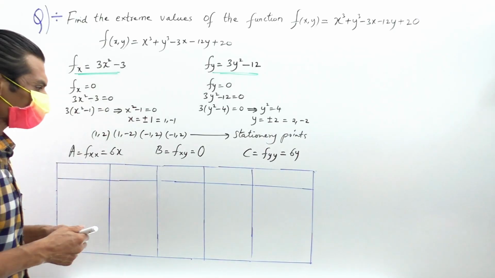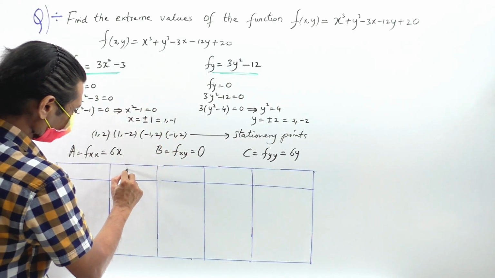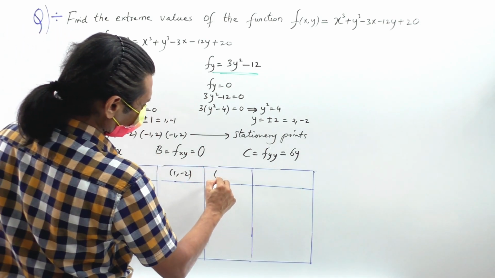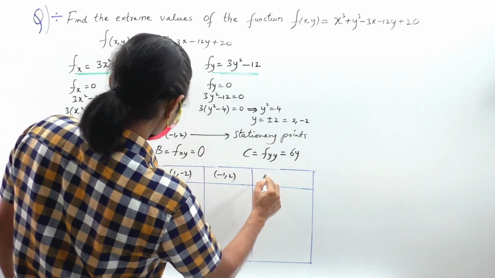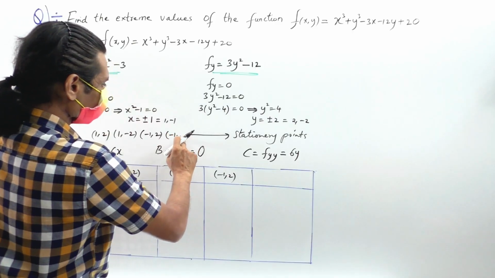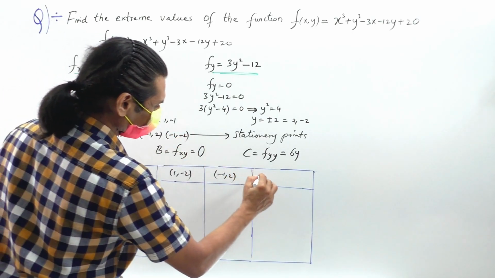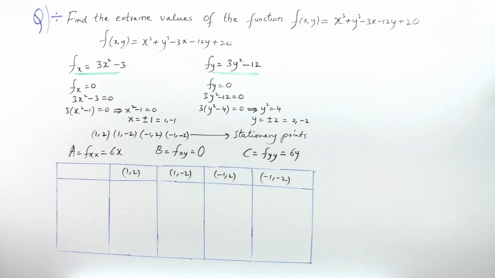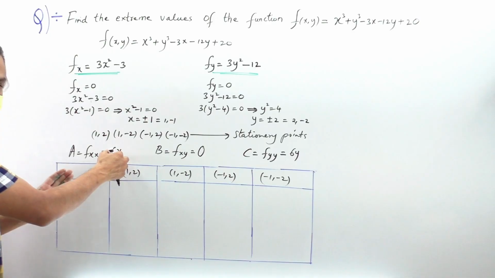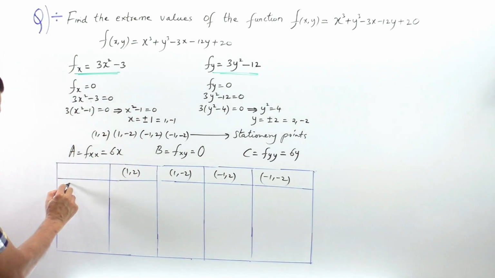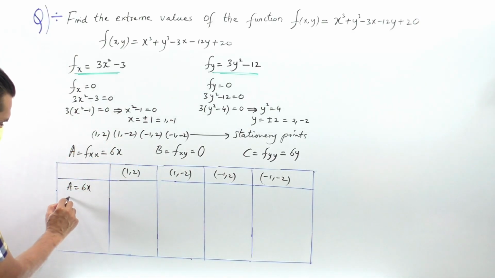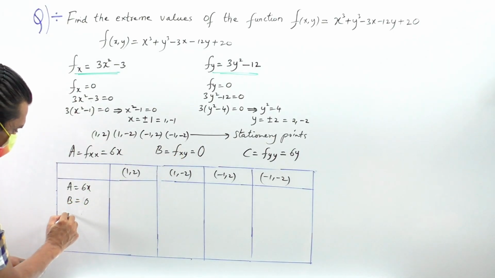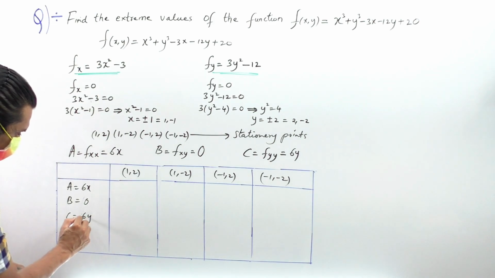So, we have the table here. So, let us write these stationary points. One is 1 comma 2, other is 1 comma minus 2, then we have minus 1 comma 2 and lastly, sorry, this is minus 1 comma minus 2. Fine, correct? Now, write all these A, B, C for the conditions. We have A is equal to 6x, B is equal to 0, fine, and C is equal to 6y.